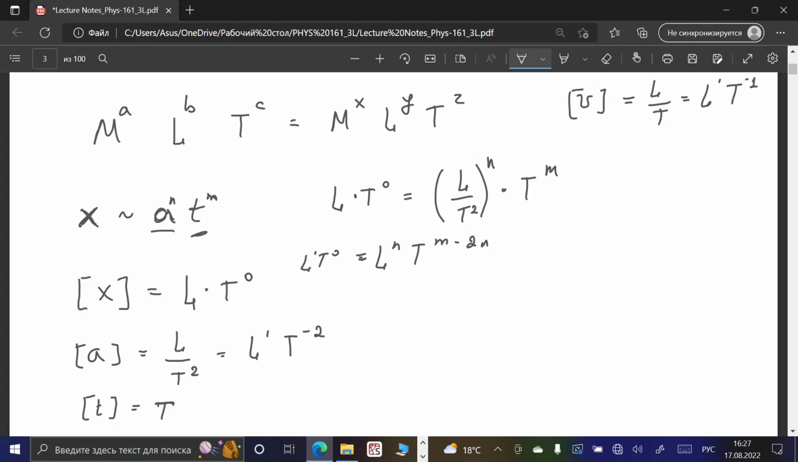So now we have two dimensions with different powers on the left and right sides. Let us first consider the dimension length. We can write this equation: 1, which stands next to L on the left side, is equal to n, which stands next to L on the right side. Now we write for the time dimension: 0 equals m minus 2n. So we have a system of two equations, and we already know that n is equal to unity. We can substitute this into the second equation, and m is equal to 2.